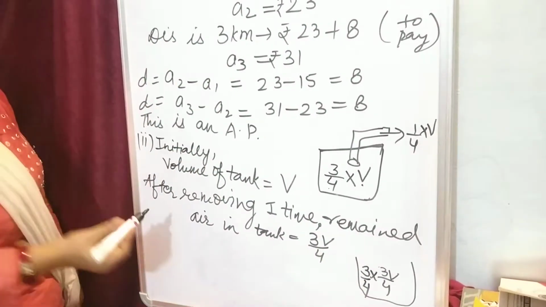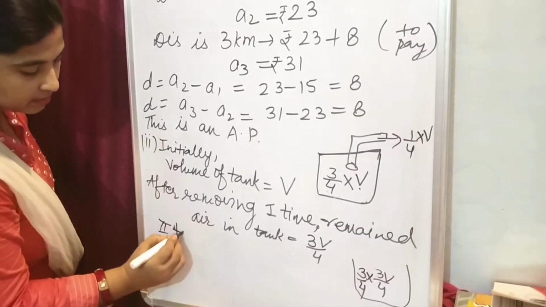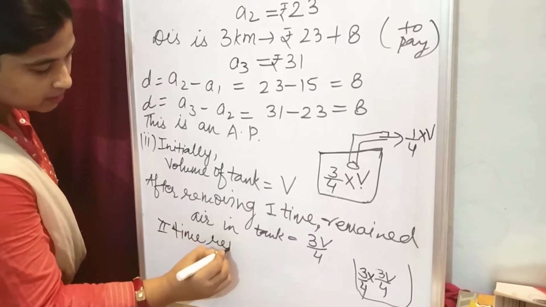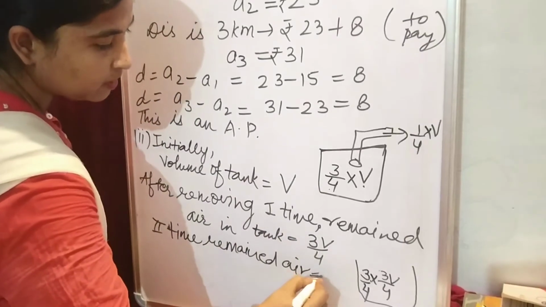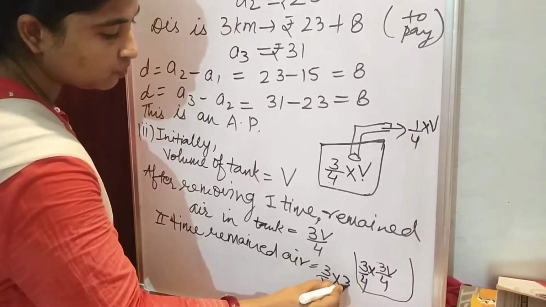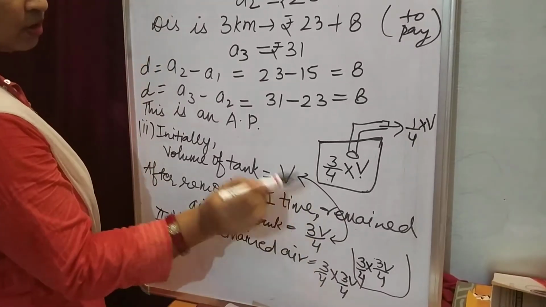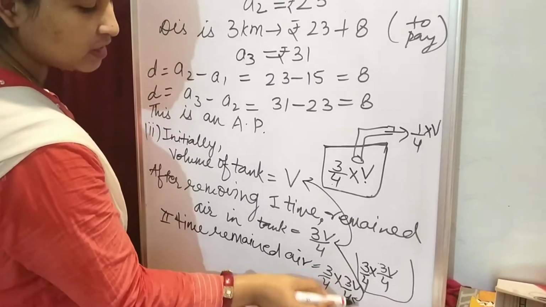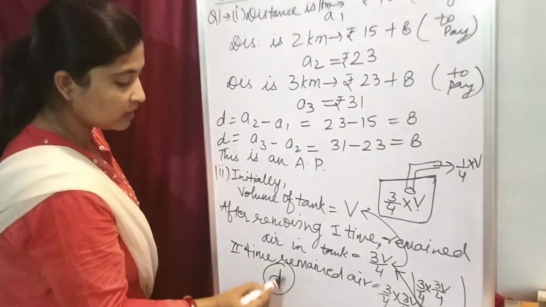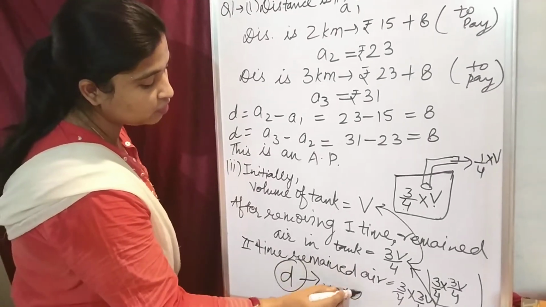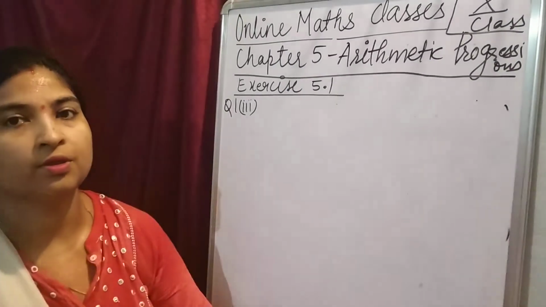Again 3/4 of this. So again if I am saying, then second time remained air will be 3 into 3/4 of V. So can you see that when you will subtract these both, a different number you will get, and when you will subtract these both, a different number will get. That means the D is not same over here. If it is not same, that means it is not an AP. Okay.